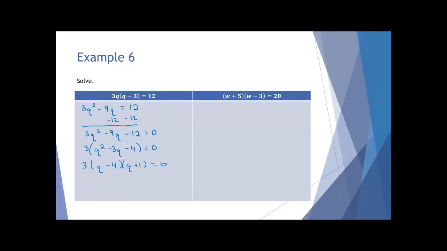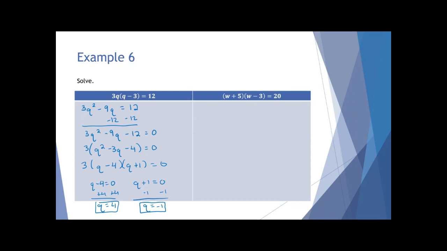Then I set each of these equal to 0. So I don't have to set the 3 equal to 0. So I have q minus 4 equals 0, q plus 1 equal to 0. And then when I solve, I get q is equal to 4, and q is equal to negative 1. So there were a couple extra steps because it's not set equal to 0.